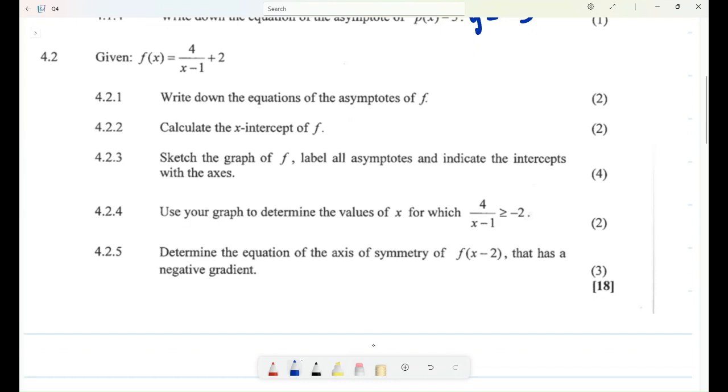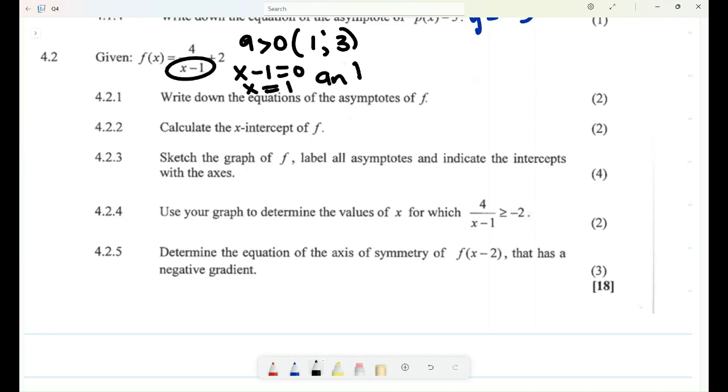Let's go to the hyperbola shape, or for now we can call it hyperbolic. All right, given f of x is equal to 4 divided by x minus 1, plus 2. First things first, the value of a is greater than 0, therefore I'll draw in quadrants 1 and 3 if I'm required to draw. My asymptotes: the first one is x minus 1 equal to 0, so x is equal to 1, and the second one, y is equal to 2. These are my asymptotes.